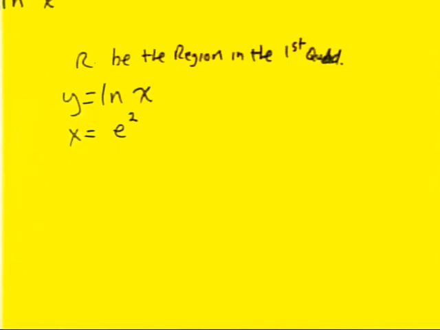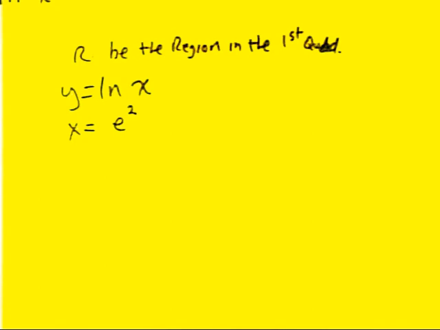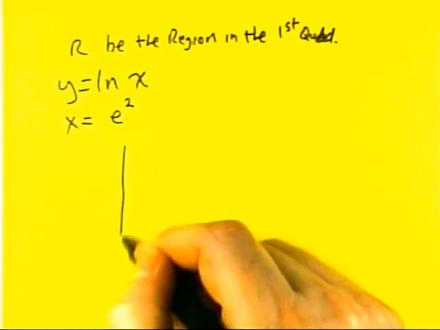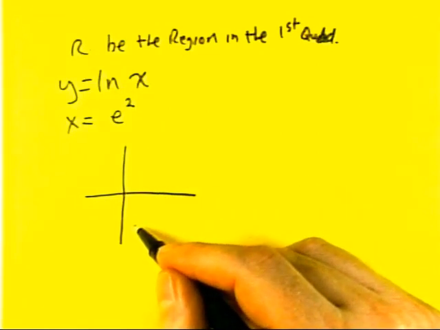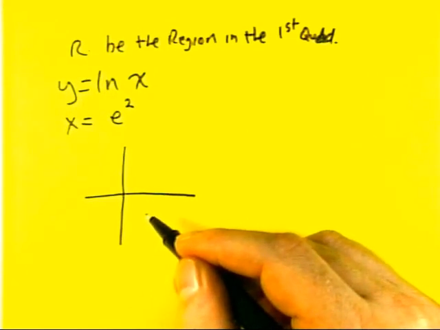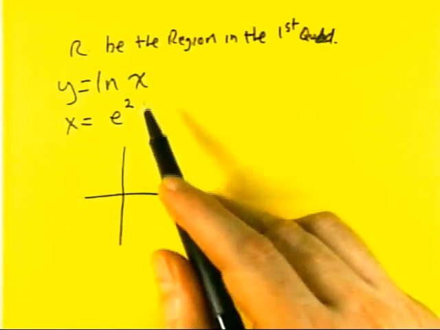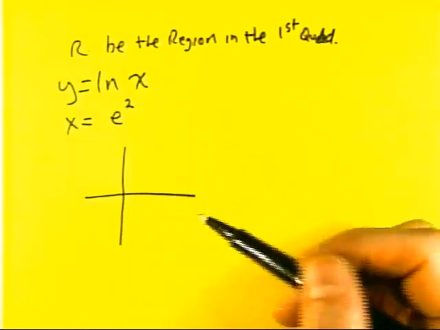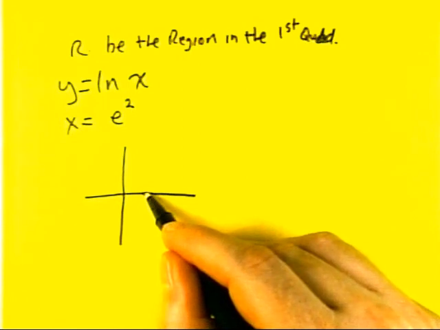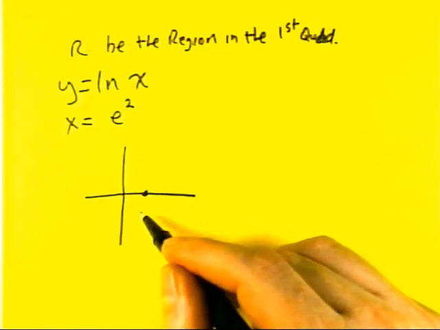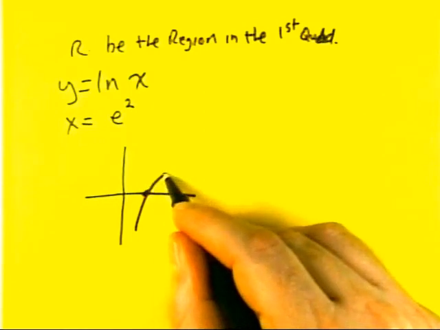How do I do that? You can graph it. What does natural log of x look like? It's a curve. Is it concave up or concave down? Concave down. What's one point that we know of really well? When x is equal to 1, what does y equal? 0. So if it's concave down, it looks something like this.